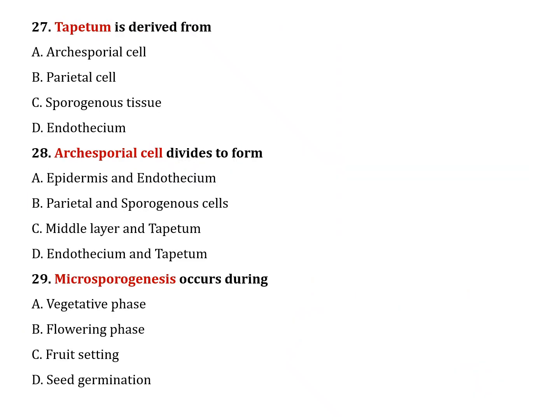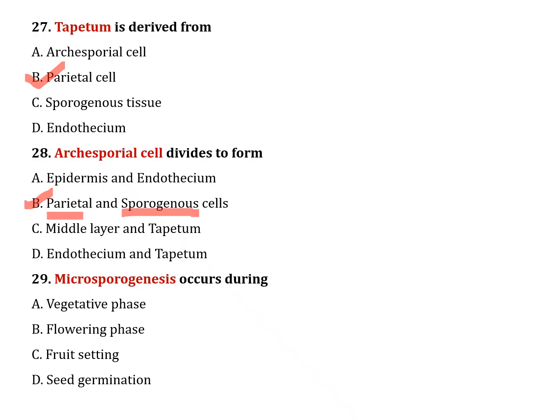The next question, number 27. Tapetum is derived from: option A, archesporial cell; option B, parietal cell; option C, sporogenous tissue; option D, endothecium. Correct answer is option B, parietal cell. The next question, number 28. Archesporial cell divides to form: option A, epidermis and endothecium; option B, parietal and sporogenous cell; option C, middle layer and tapetum; option D, endothecium and tapetum. Correct answer is option B, parietal cell and sporogenous cell, that is primary parietal and primary sporogenous tissue.